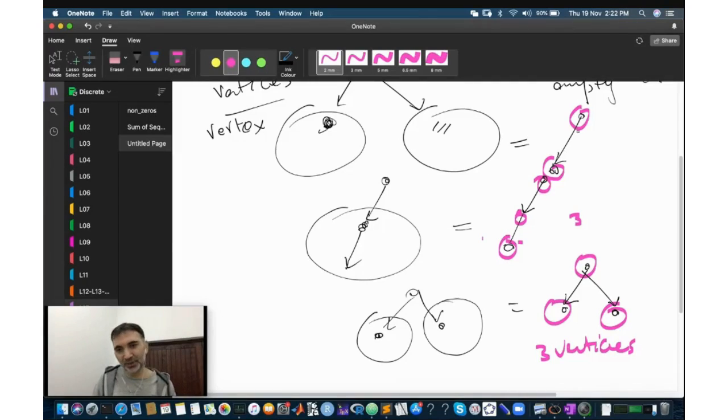ये जो आपके पास arrow segments हैं, इनको हम edges कहते हैं. So these are edges. And you can also count them. So for example, in this case, there are 1, 2, and 3. Sorry, 1 and 2. So the edge set has size 2. The vertex set has size 3. So in this case, the edge set has size 2.